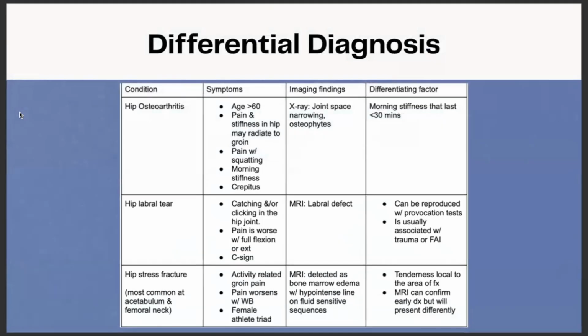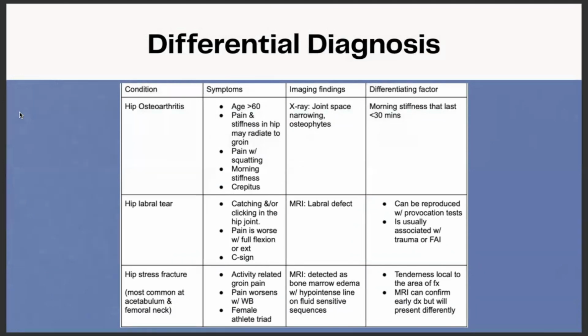So for differential diagnosis, we could have hip OA, and this is typically in our older patients, older than 60: pain and stiffness in the hip that may radiate to the groin, pain with squatting, morning stiffness, maybe some crepitus. What we might find in the imaging is joint space narrowing or maybe even osteophytes. And they're typically going to have that morning stiffness that lasts less than 30 minutes.